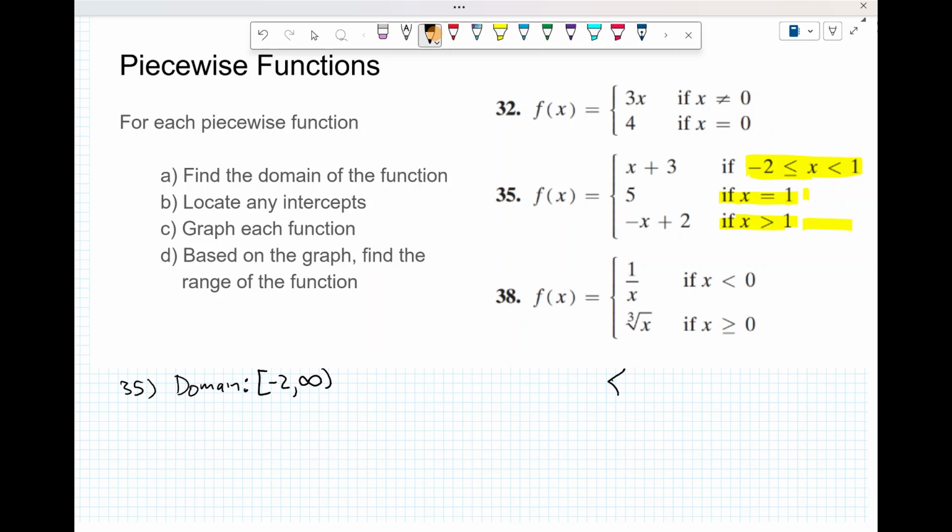If I was going to graph this again, just to remind us, this would be from negative 2 to 1. That would be this first part. And at first we would have a hole here, right? That's just this part. But then when we look at the next part, x is equal to 1, we fill in that hole. And then x is greater than 1, that's everything to the right of that. And so as we can see, my domain is all the numbers between negative 2 and infinity.